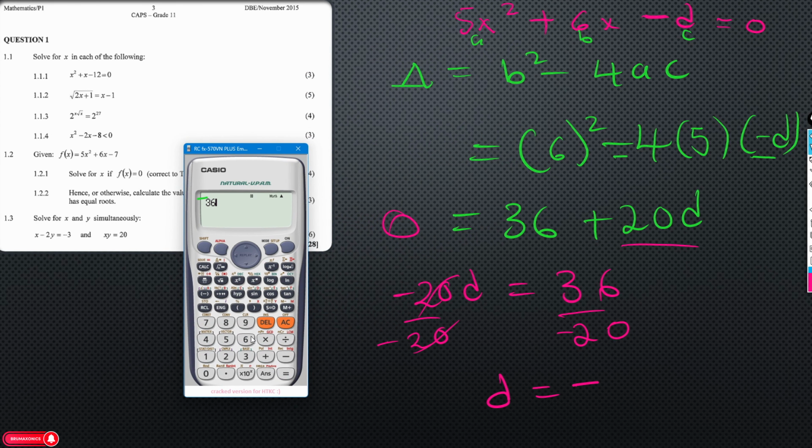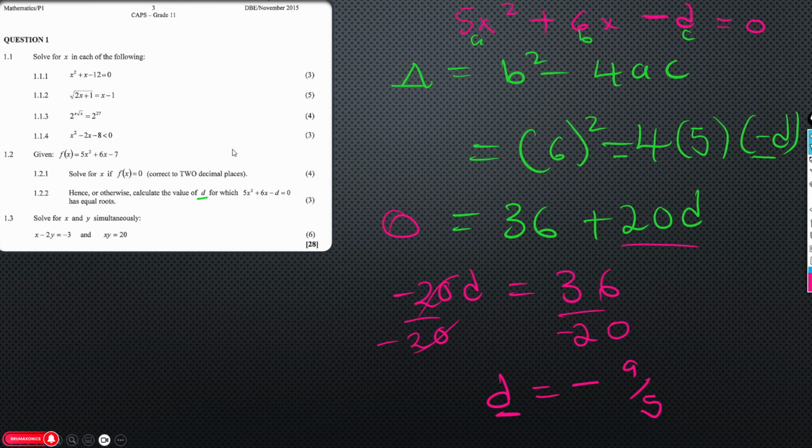So with that, we can now use the calculator just to calculate our final value, and our final value will be 36 divided by 20, and then that will be 9/5. So this means that our final value will be negative 9/5. So this is actually the value of d that they were looking for here, right? So that's how you can calculate the value of d and get the 3 points. Let me erase the board.